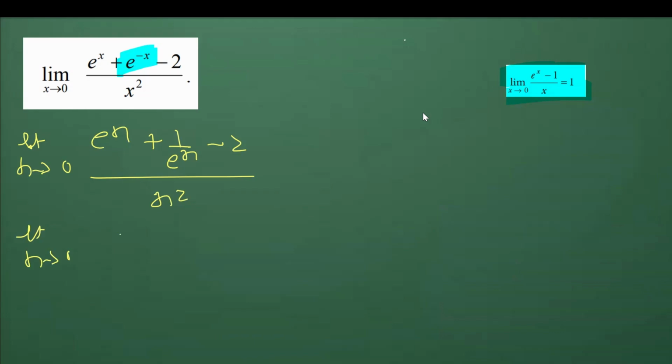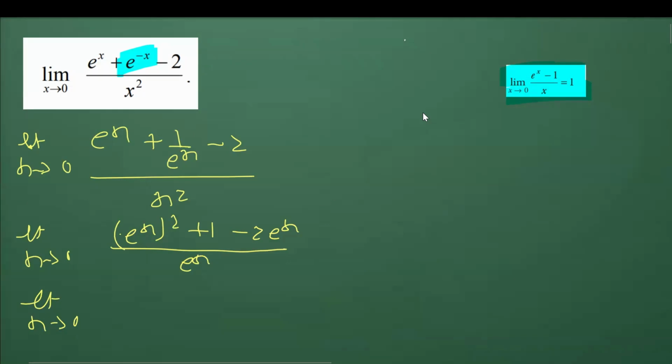So this is limit x tends to 0. What if I take the LCM? The LCM is e raised to the power x. On multiplying, this can be written as e raised to the power x into e raised to the power x is e raised to the power 2x, plus 1, minus 2 times e raised to the power x. Now you can figure out that this is actually forming an identity, right? This is a square, this is b square, and minus 2 into a into b. So I can write this as e raised to the power x minus 1 whole square.